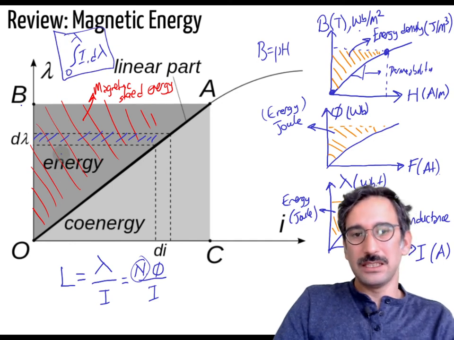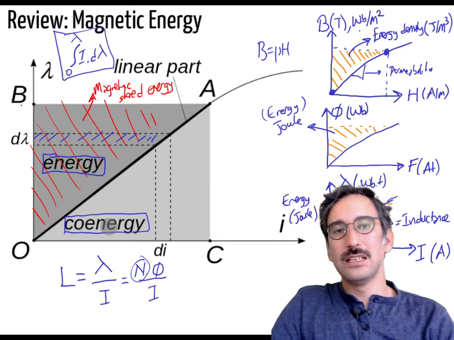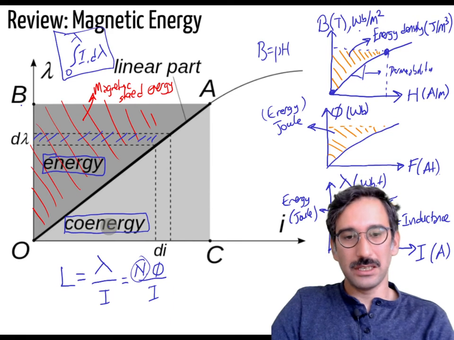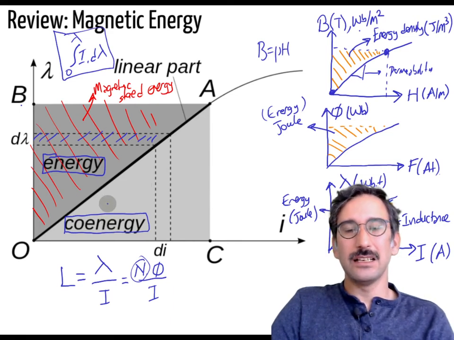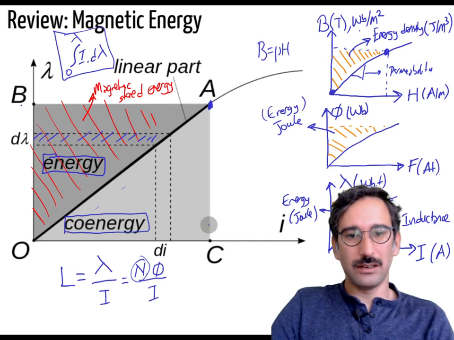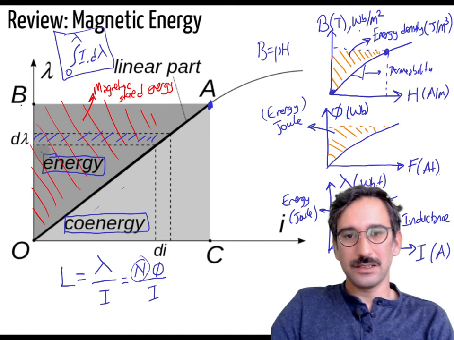Again, this is defined as the energy, and that other area is defined as co-energy. That doesn't have a meaning as in the energy, but in some cases we will use that area as a mathematical trick. And in a linear system, if this line is linear, energy is equal to co-energy. Those two areas are equal to each other. Anyway, the magnetic energy stored in a system is that area.